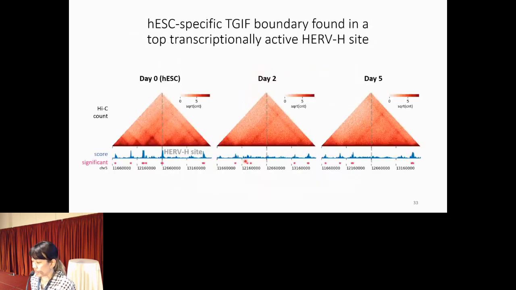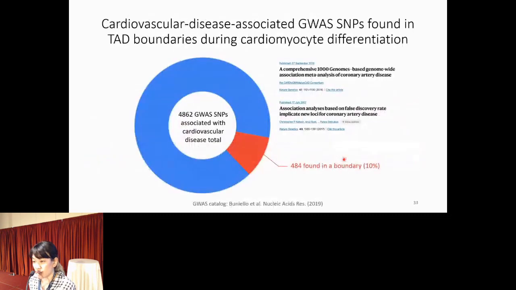And here we show as an example one such top transcriptionally active ERV-H site, which is marked by this gray vertical dotted line that coincides with the significant TGIF boundary, and that disappears in subsequent time points. I'm only showing the first 3 time points here, but in the subsequent time points, we also observe a similar pattern.